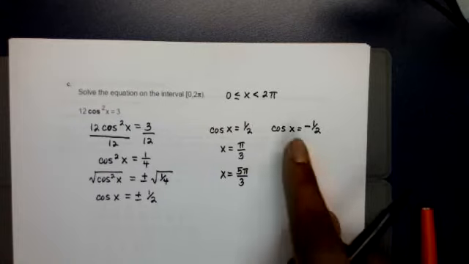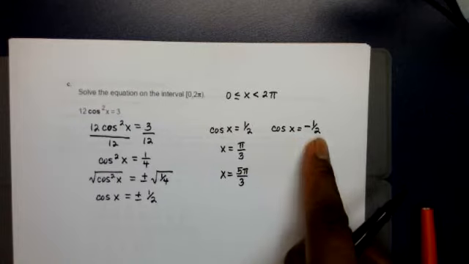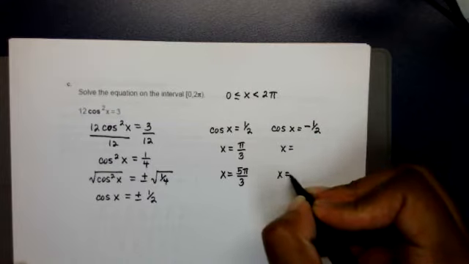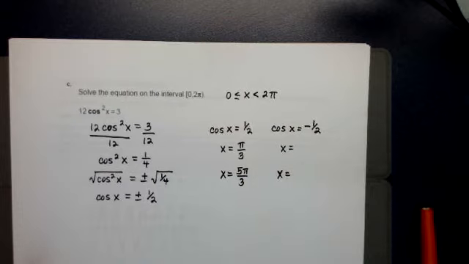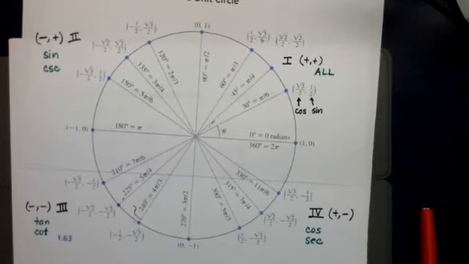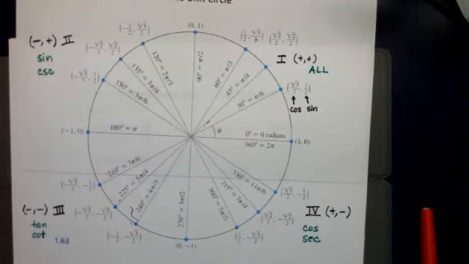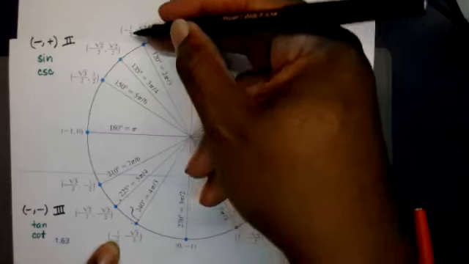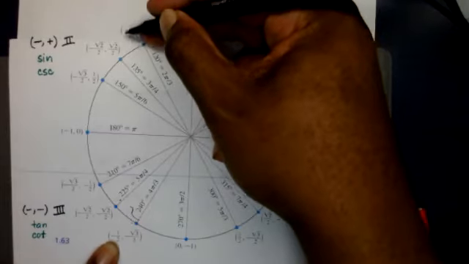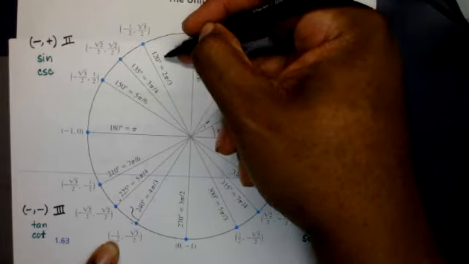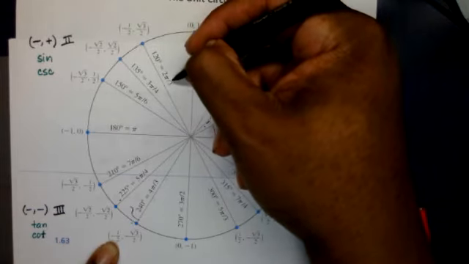Okay. I also need the x values where the cosine of x is equal to, I mean, negative 1/2. So I need to find out on this unit circle, the ordered pairs for x, which ordered pair has the x coordinate of negative 1/2? Well, this one does, and this one does up here. For this negative 1/2, that angle is 120 degrees, or in radians, 2 pi thirds.